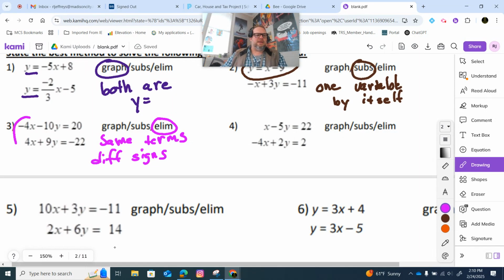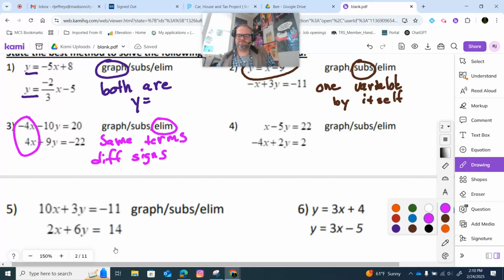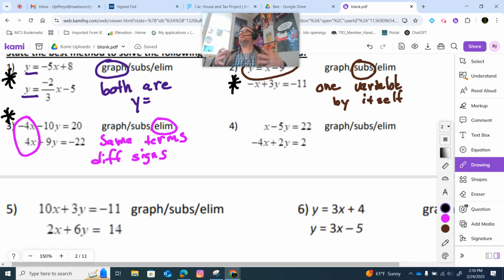All right, and that's right here. Same terms, different signs. Now, these three, we're going to put little stars, little asterisks by them. These would be the ones that we would see on the test, where we would have to explain.